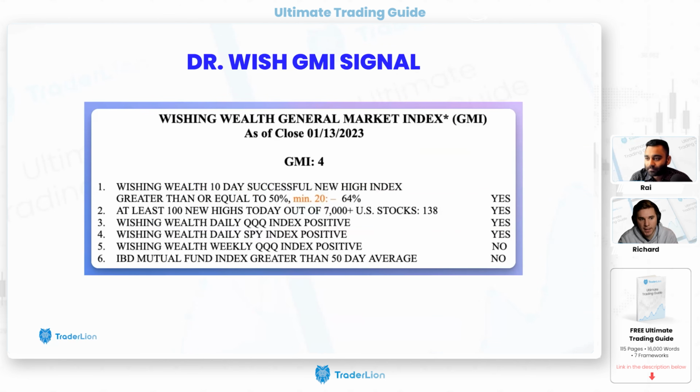So this is the first system I kind of learned. This is from Dr. Eric Wish. He has developed his own General Market Index, GMI, where he scores the market out of a score of 6. If it's above 3 for 2 or more days, he views that as the start of the GMI signal being green. If it's below 3 for 2 or more days, it's red. He's got 6 criteria that go into this. He's looking at new highs. He's looking at the QQQ and SPY, their short-term trends and longer-term trends, and the trend of the IBD Mutual Fund Index. So this is what he's developed and what works for him based on his experience, many decades in the market.